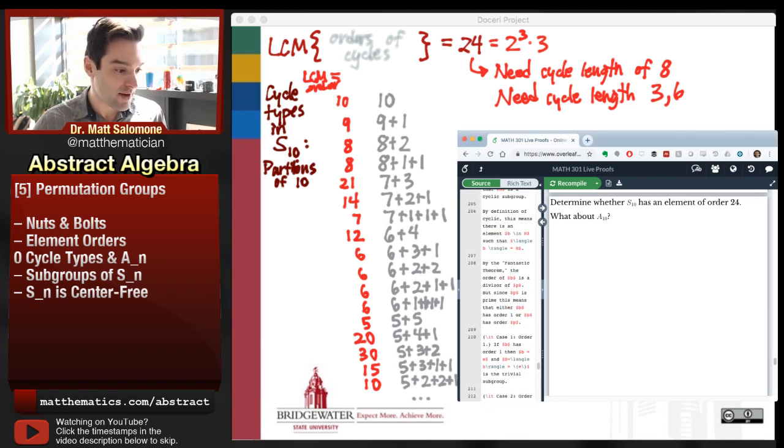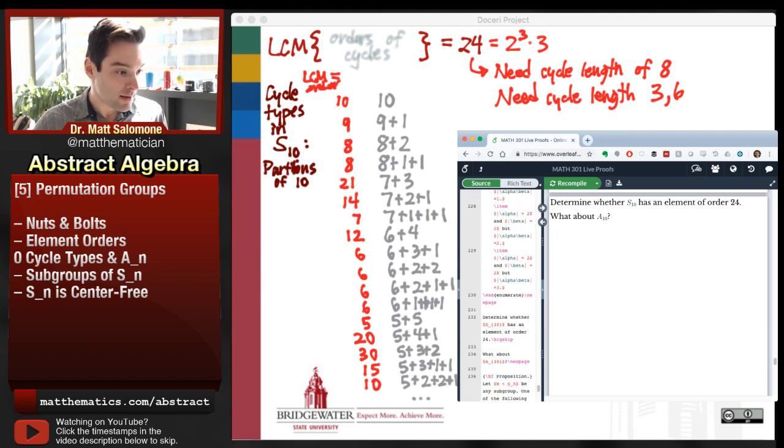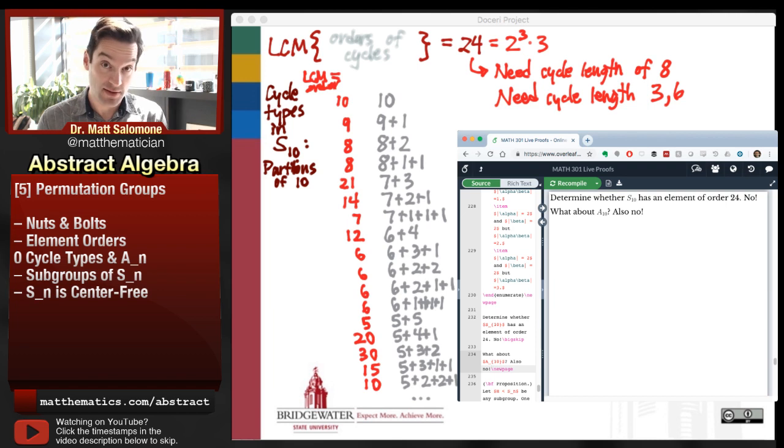So there's no element of S10 that has an order of 24. And for that reason, the answer to the next question, what about A10, is also no. After all, every even permutation of 10 symbols is also a permutation of 10 symbols. So if no element of S10, the whole group, has order 24, then certainly no element of any subgroup is going to have order 24.